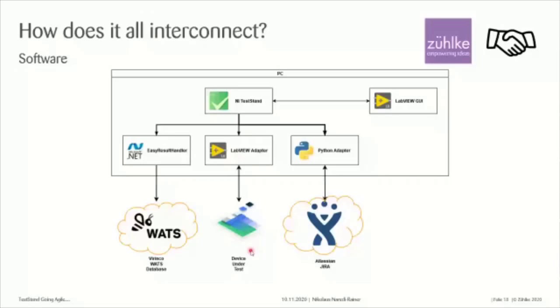And the nice thing, I think before TestStand 19, there were the Python custom step types. But since 19, it's natively in there. So I use this Python adapter to talk to the Atlassian JIRA toolchain. So this is where I then kicked off the transitions for my tickets. And additionally, I used the .NET adapter because a colleague of ours programmed an easy result handler where you could upload all your production data onto a WATS database.